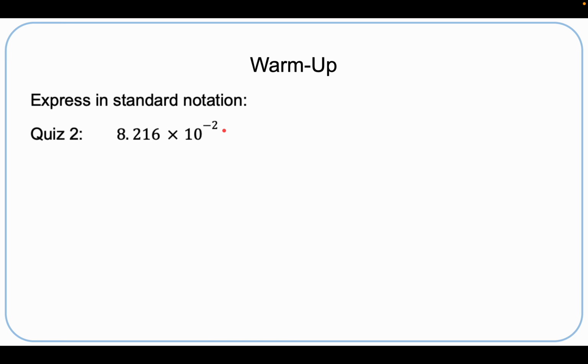Our second one, our exponent is a -2, so that means we're going to move this decimal point 2 spots to the left, and we'll have to annex a 0 there, so we're going to have 0.08216.